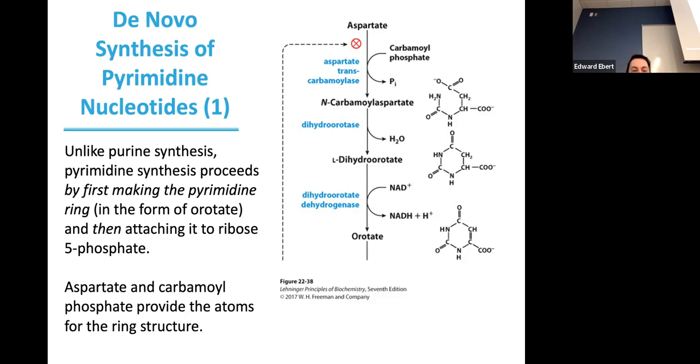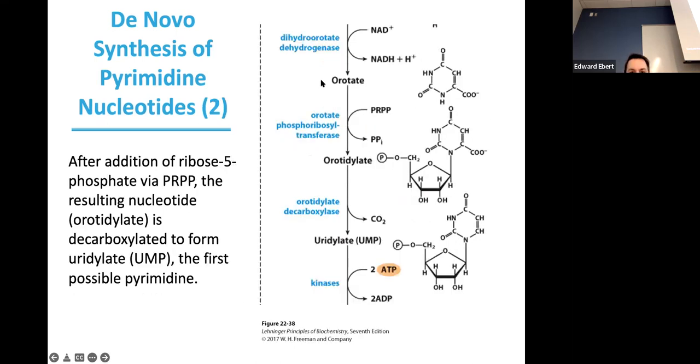So aspartate and then carbamoyl phosphate are going to come together to give us our initial little structure in here. And then of course, just like we saw 11 steps to get to IMP, we're going to have a whole bunch of steps to get to this orotate. Once we have the orotate, there's an orotate phosphoribosyl transferase that will attach it to our ribose 5-phosphate.